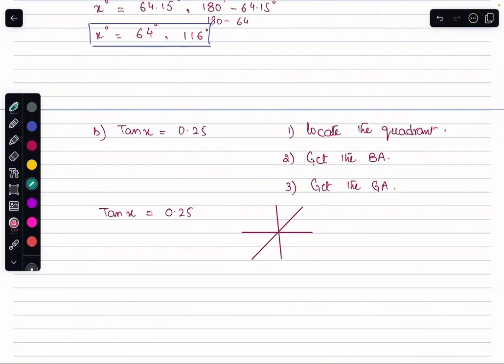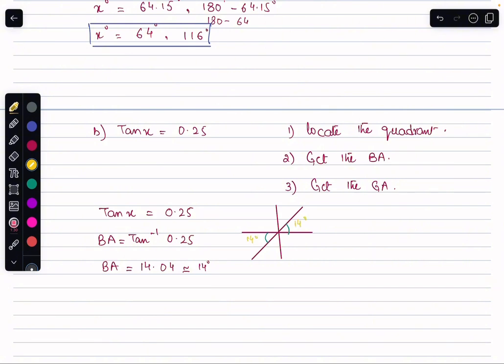To get the basic angle, we know the basic angles are the angles with respect to the x-axis. So the basic angle is tan inverse 0.25, which is 14.04. To the nearest degree, it is just 14 degrees. That means the basic angle is 14 degrees in the first quadrant and also 14 degrees in the third quadrant.